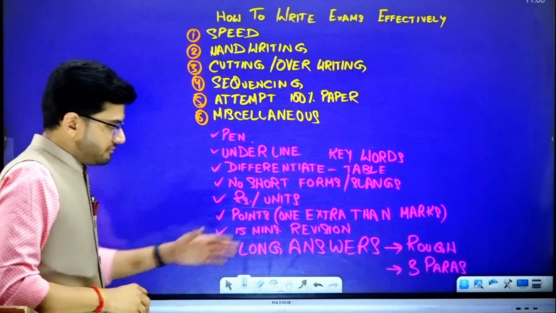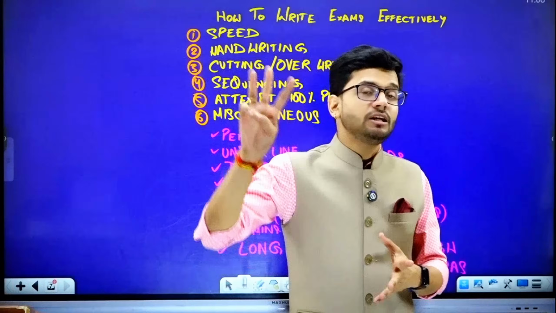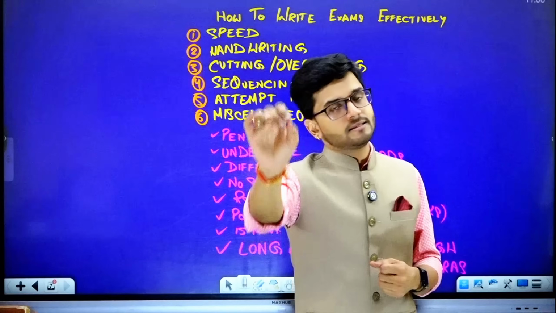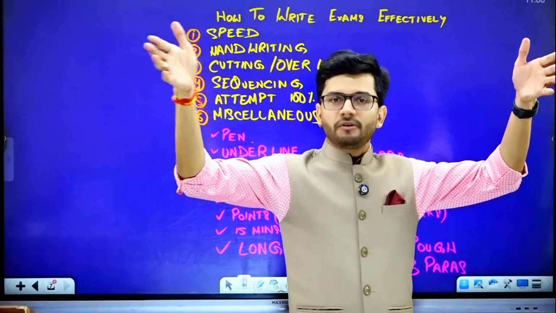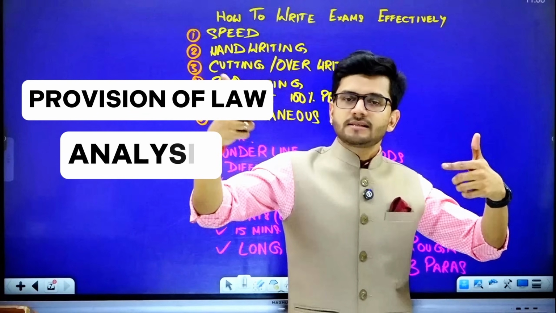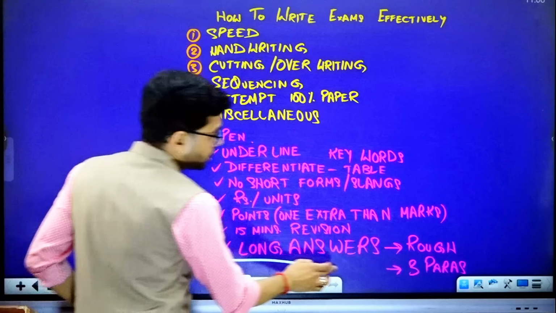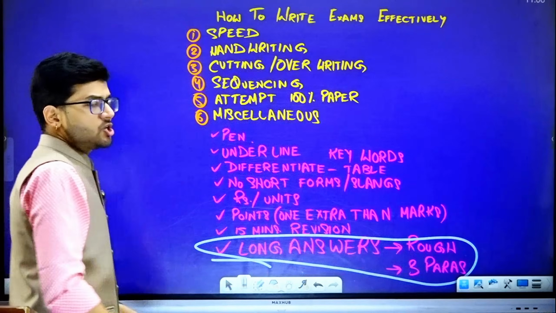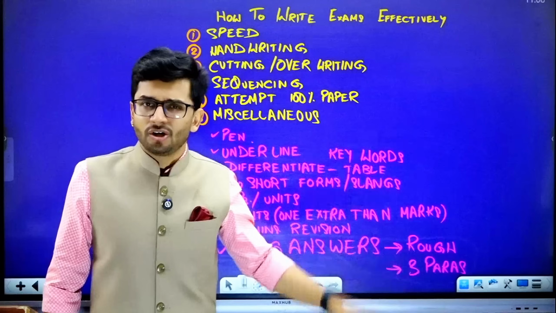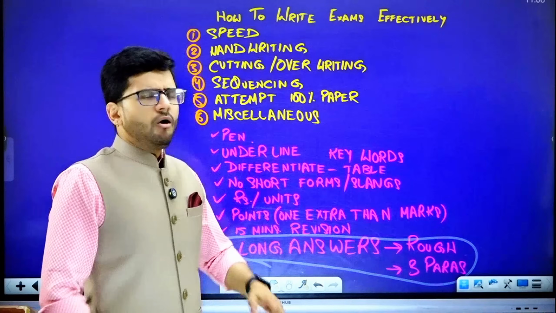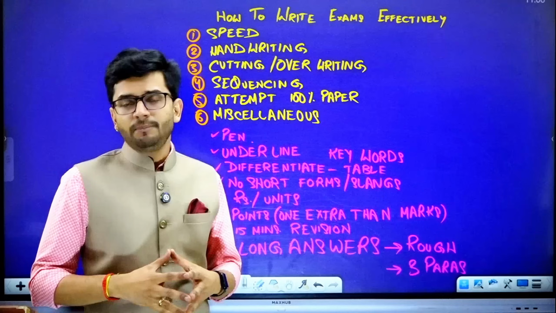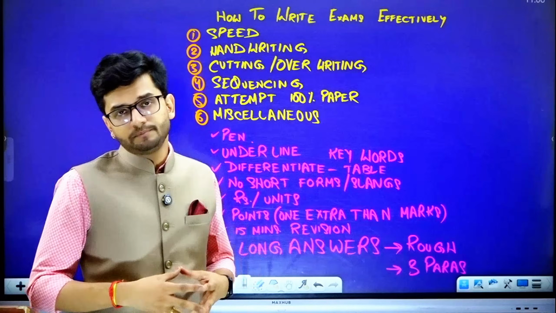So rough work is to be done before long answers are written, and 3 paragraphs are required to be written in the long answers, especially theory. First, telling about provision of law, second about the analysis, and third about the conclusion. This is a constant phenomenon that you need to follow in your law, indirect taxation, cost audit, the theoretical portions of rules, all the theory portions. These 3 paragraphs are mandatorily to be prepared.